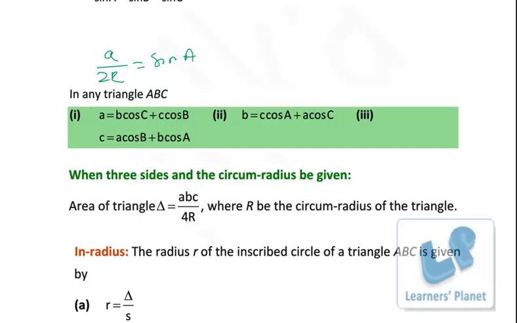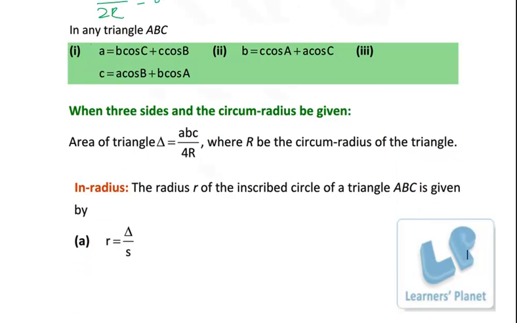Some more important relationships are here. Just note them down. Sometimes they are used to save time, you can say. In any triangle ABC, A is equal to B cos C plus C cos B. Similarly, B is equal to C cos A plus A cos C. So just note them down. Where 3 sides and the circumradius are given, the area of the triangle is ABC by 4R. And the relationship between the inradius and the area of the triangle is: inradius is equal to the area of the triangle by the semi perimeter.